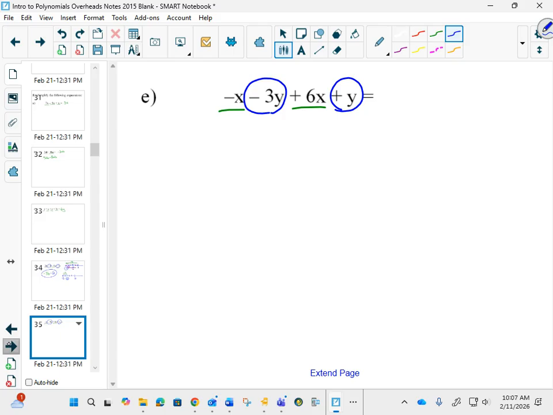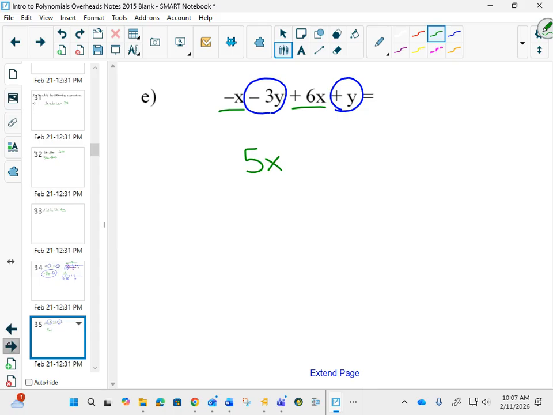What is easier mental math for you with the green ones? Is it easy to start at minus 1 and add 6? Or is it easier to start at 6 and subtract 1? Second option. Start at 6, subtract 1, what are you going to get? Positive 5x.